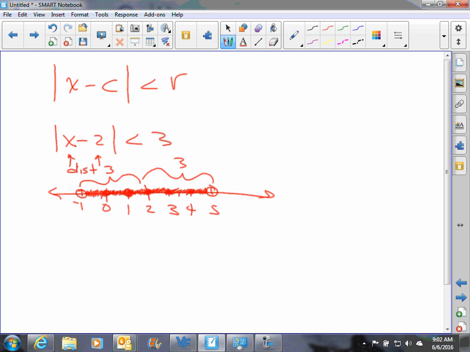And so what we're saying here is that we want all the points whose distance from 2 is less than 3. Or what this makes this is an interval that's centered at this value and has a radius of this value. Now, if I wanted to make this interval smaller without changing where it was centered, all I would have to do is decrease the value of r.